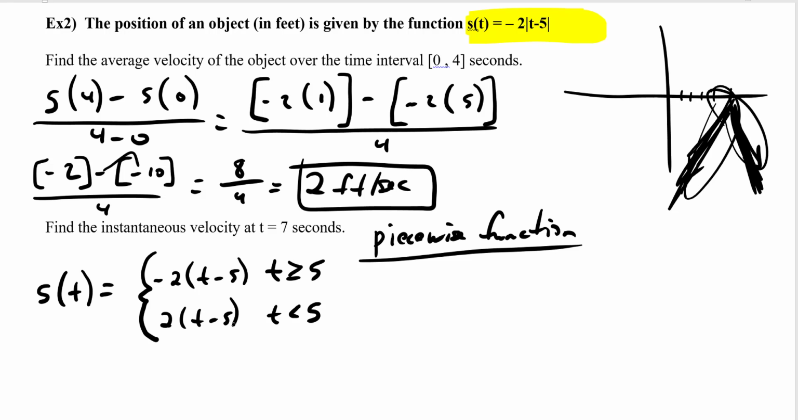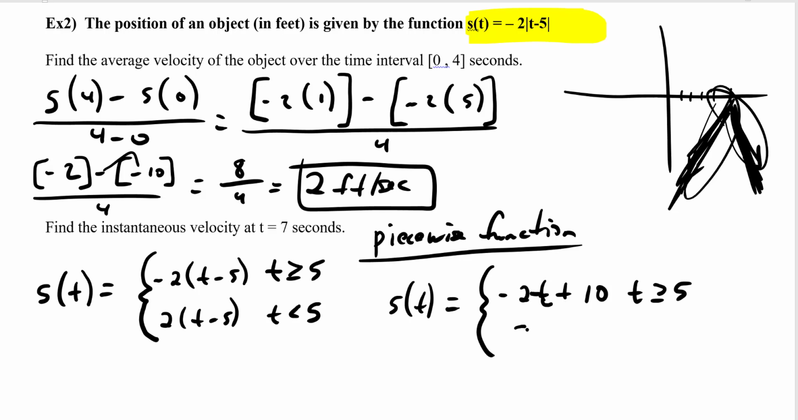Okay? Hopefully you guys remember that. It's really not difficult. So for the greater than, you keep the same sign. For the less than, you change the sign only of the stuff in the absolute value. That's important to remember. So if this was like 5 minus 2 absolute value of t minus 5, that 5 just stays the same. It doesn't change. Okay? So let's simplify this. S of t is equal to negative 2t plus 10 when t is greater than or equal to 5, and positive 2t minus 10 when t is less than 5.